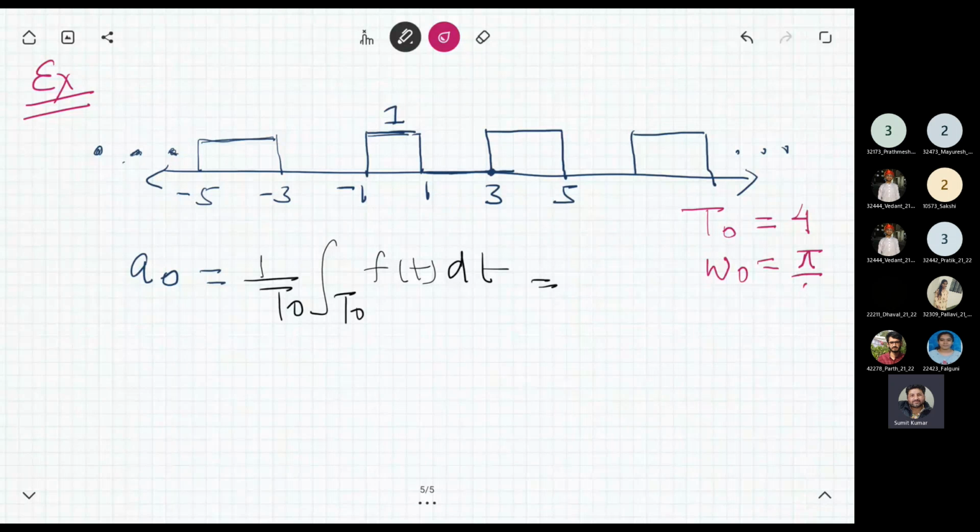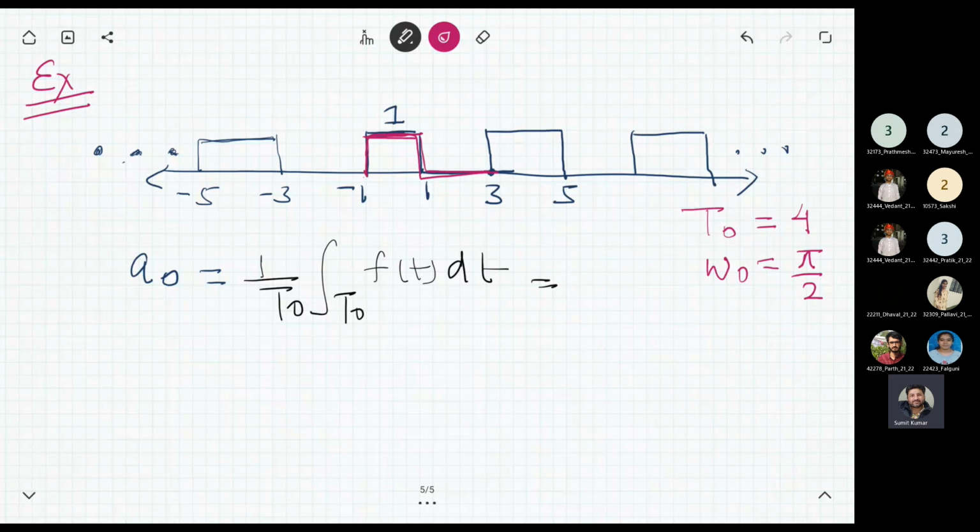So we got this, and now we have to determine this A naught. A naught is what? Area over one fundamental period. So 4 we have to look at, right? I can take from -2 to 2, or I can take from -1 to 3. So let me take from -1 to 3 only.